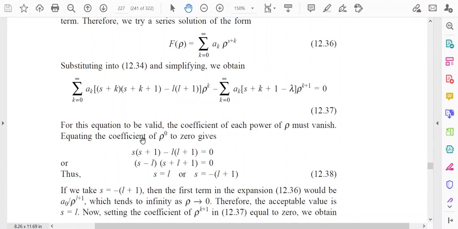Now, for this equation to be valid, the coefficient of each power of rho must vanish. Equating the coefficient of rho to the power 0 to 0 gives, if we set the coefficient of rho to the power 0 to 0, then this equation will become, that means here you have to set k is equal to 0, so that you can equate the coefficient of rho to the power 0 to 0.